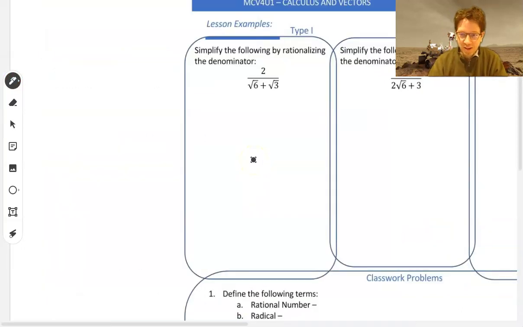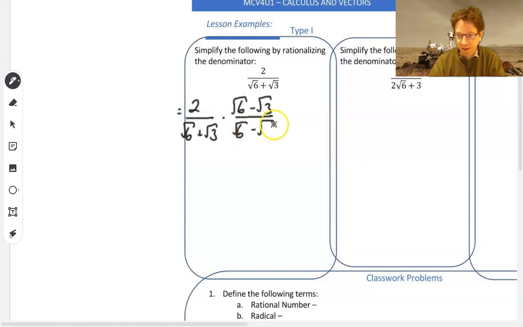All right, so going over some examples. In this case, it says simplify the following by rationalizing the denominator. Okay, so here's what we're going to do. We're going to multiply top and bottom, so numerator and denominator, by that conjugate, which would be root 6 minus root 3, all divided by the same thing, right? Root 6 minus root 3 has to be the same.